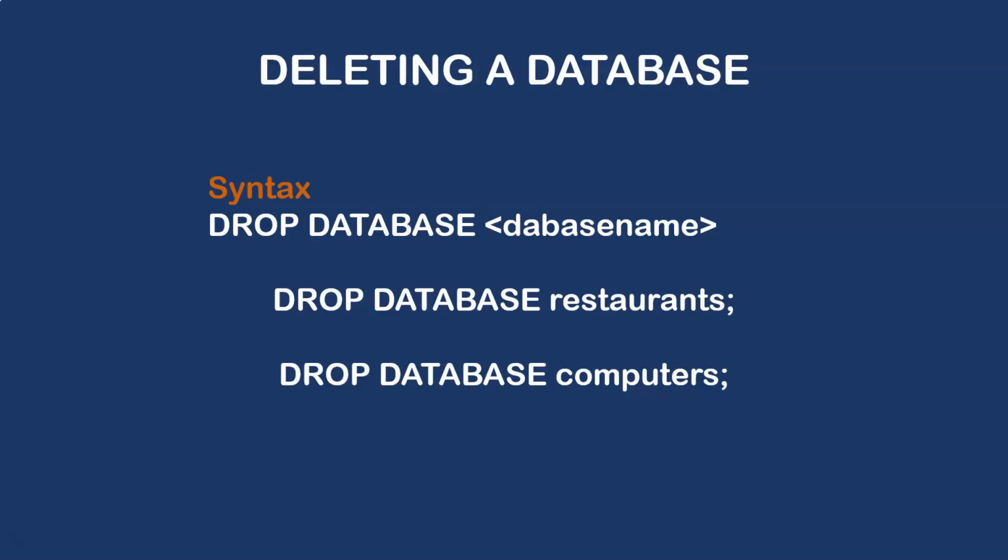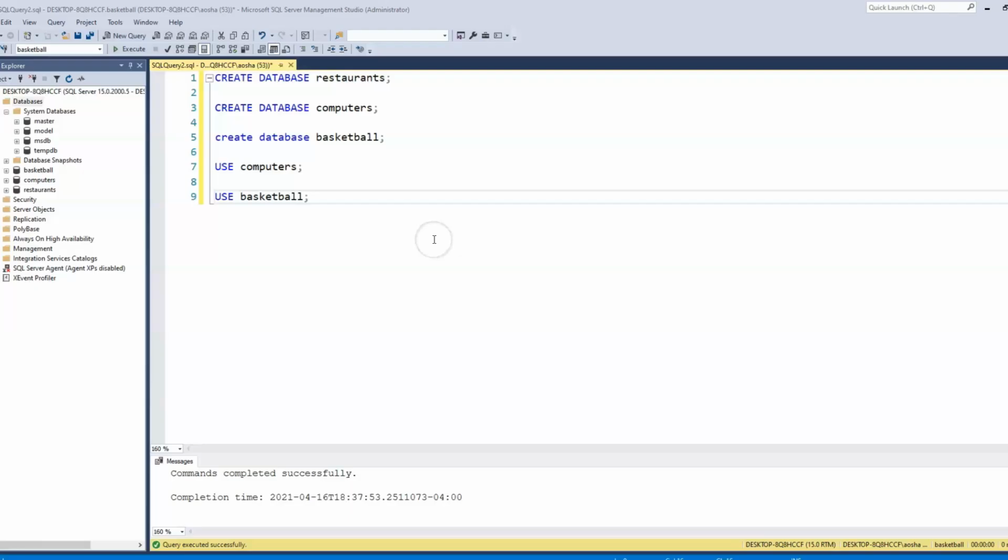The syntax to delete a database is, we use the keywords drop database followed by the name of the database. If we want to drop or delete the restaurant database, all we need to do is type drop database followed by restaurants. The same way, drop database followed by computers. Assuming we want to drop the basketball database, going by the syntax, all we need to do is type drop database followed by the name of the database, which is basketball.